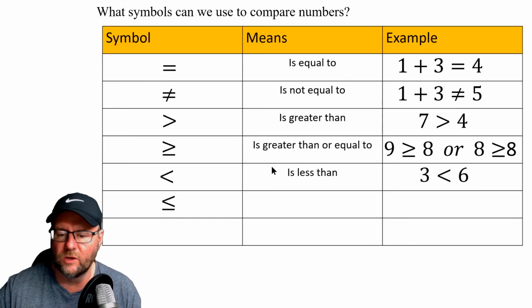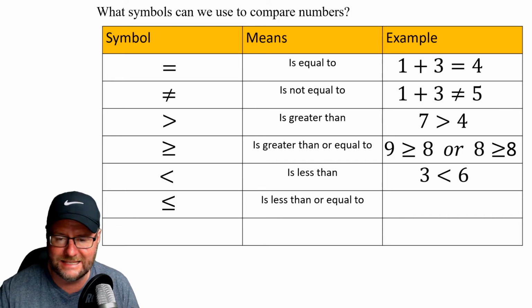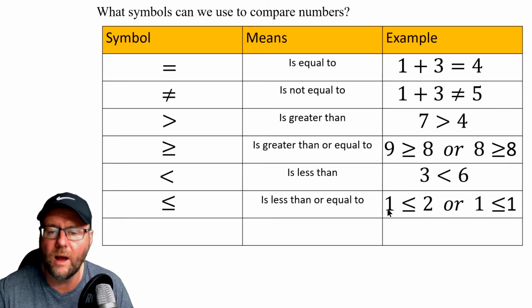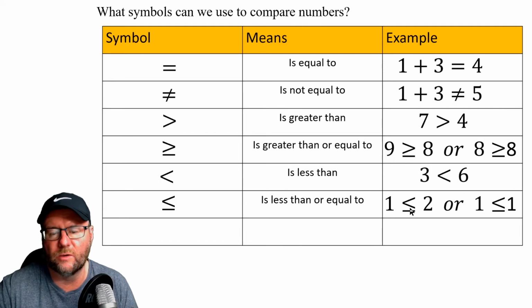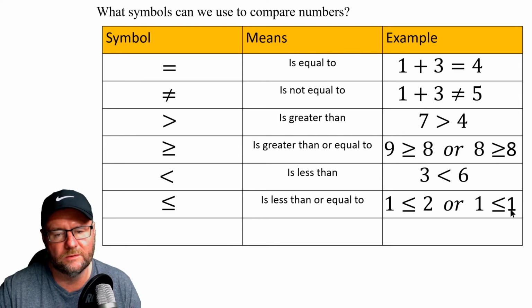And just like we used is greater than or equal to, we can use the exact same idea with is less than or equal to. So I can have a look at 1 is either less than or equal to 2. Okay, 1 is either less than or equal to 1.